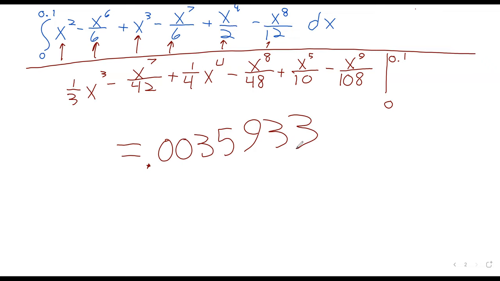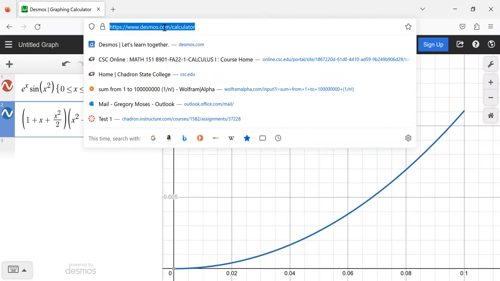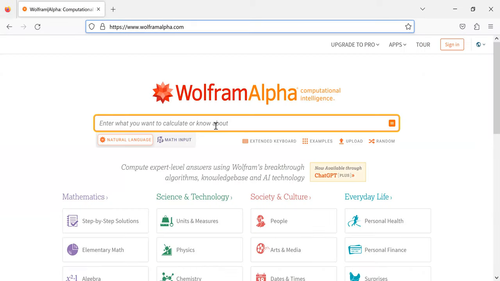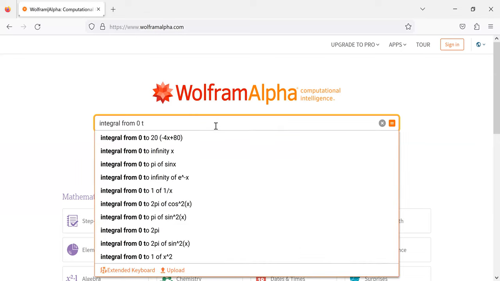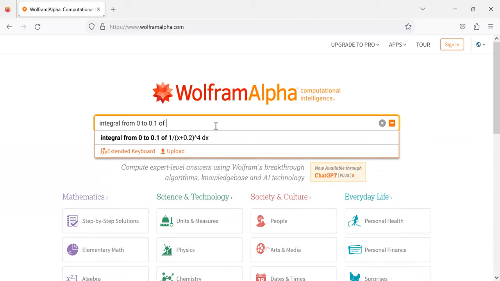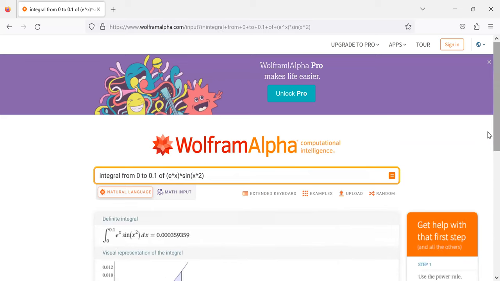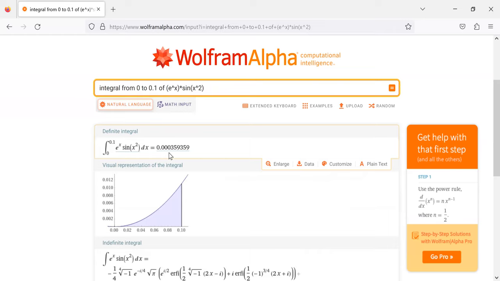And let's check our work. If this approximation is any good, let's go to a computer algebra system. There's one online for free, Wolfram Alpha. Integral from 0 to 0.1 of e to the x times the sine of x squared. 0.0003593.